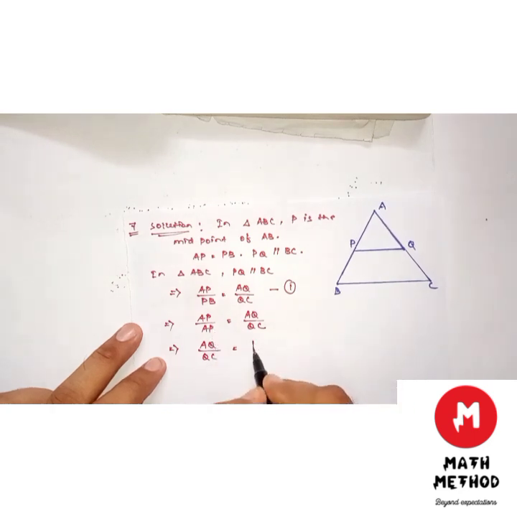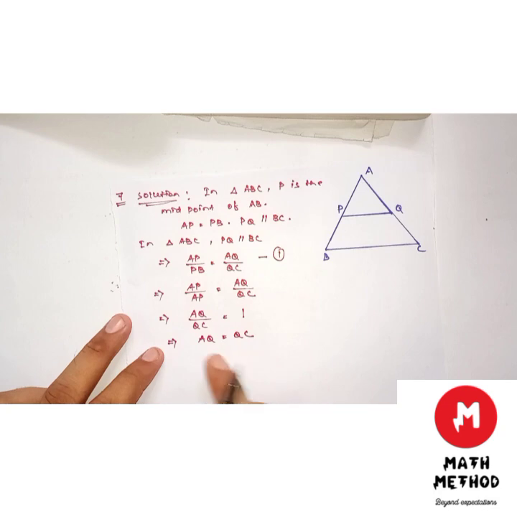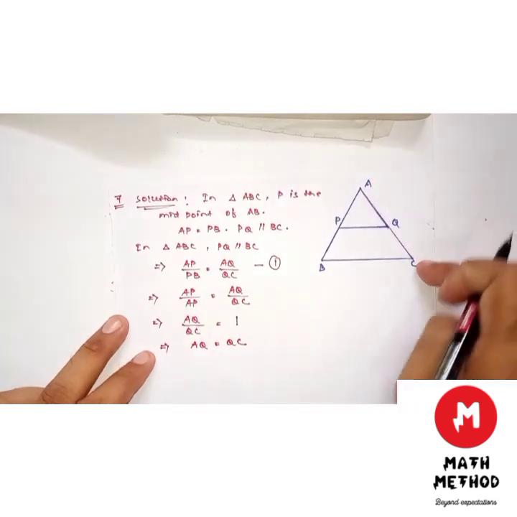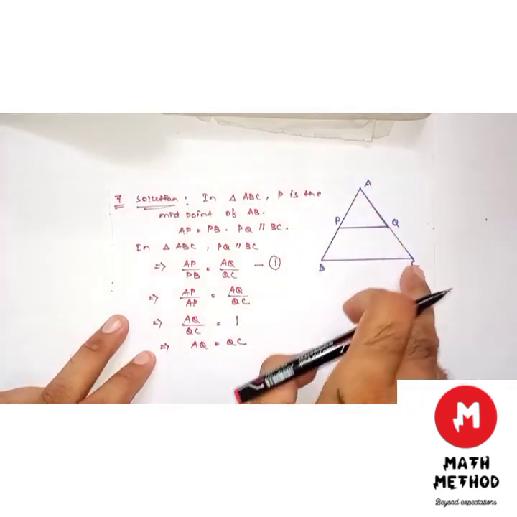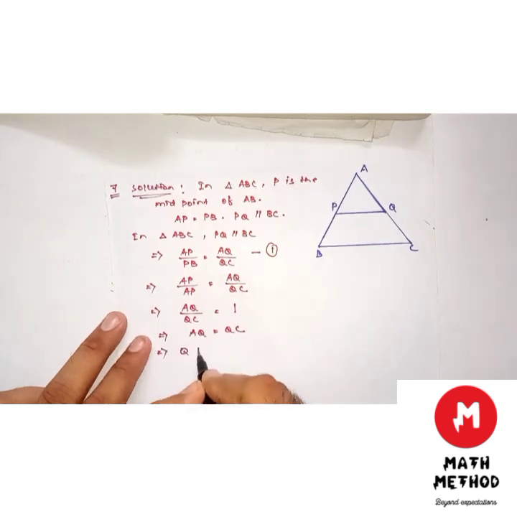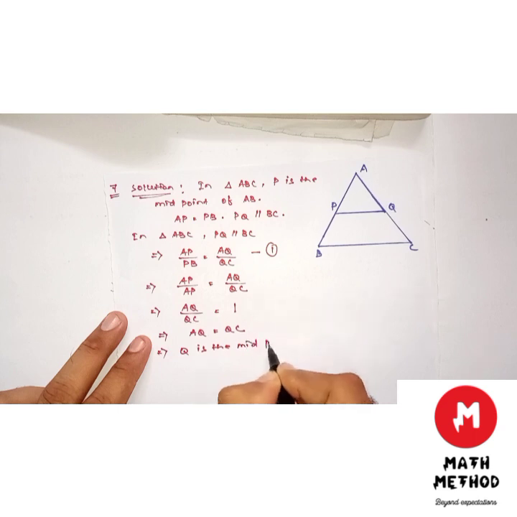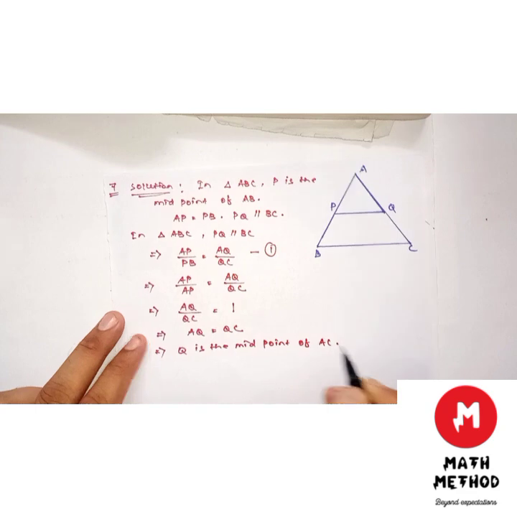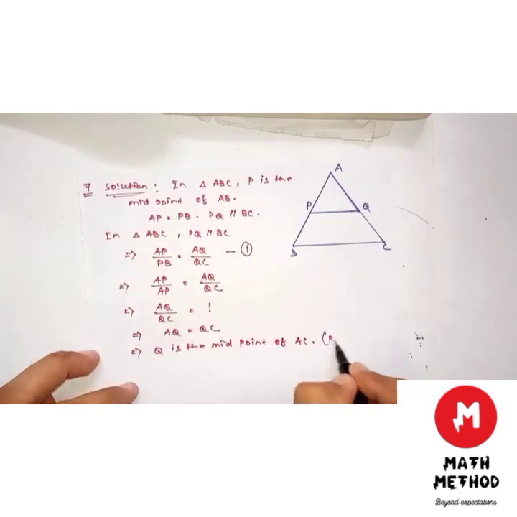Implies AQ upon QC is equal to AP divided by AP, which is equal to 1. If AQ by QC is equal to 1, implies AQ is equal to QC. So AQ is equal to QC, therefore Q is the midpoint of AC. Clear? This is proved.